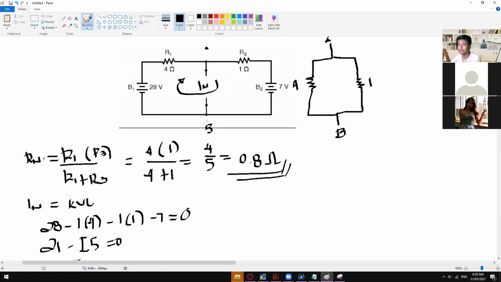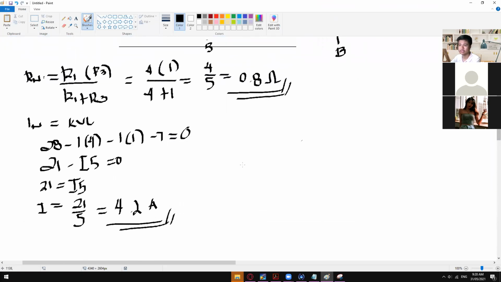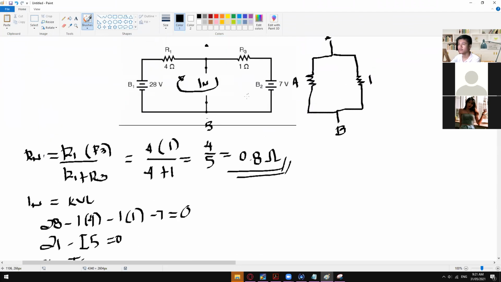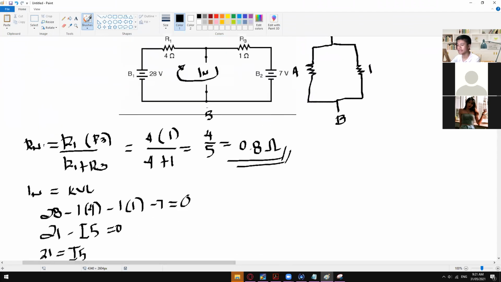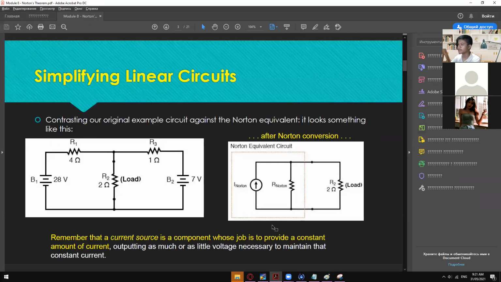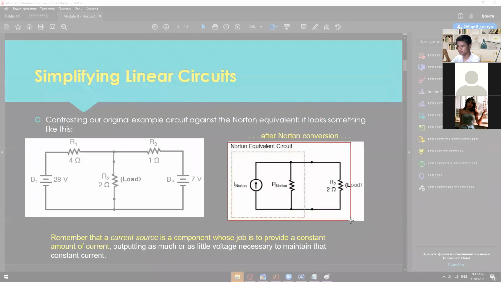So that's actually already it since we don't need to find the total voltage across this one, or the final potential voltage. So we only need the total current, which is your IN. So from here we can now transform this one into Norton's equivalent circuit. Norton equivalent circuit, not Norton's current.